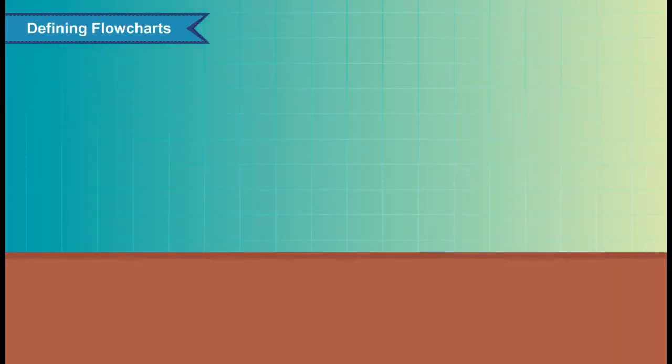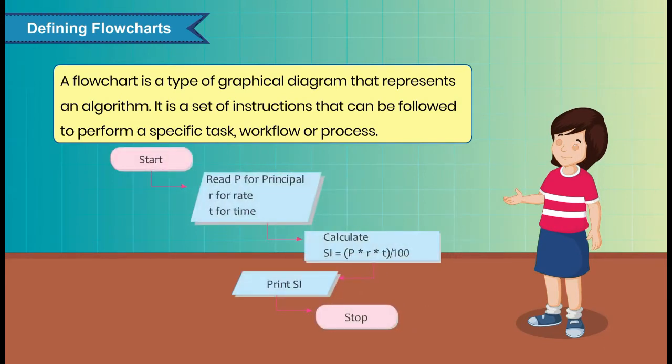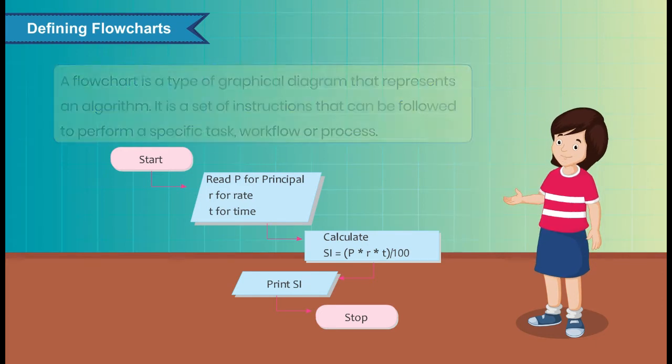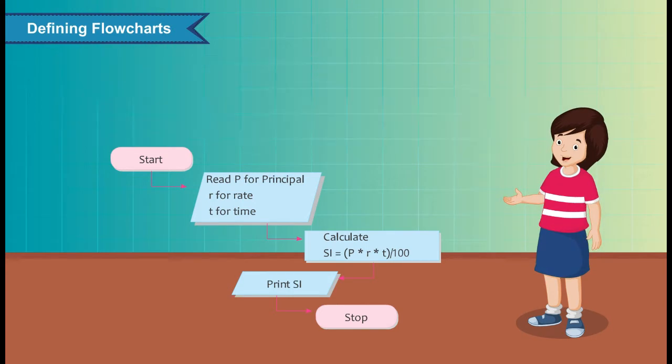So, defining flowcharts. A flowchart is a type of graphical diagram that represents an algorithm. It is a set of instructions that can be followed to perform a specific task, workflow, or process. This diagrammatic representation illustrates a solution model to a given problem. Flowcharts are used in analyzing, designing, documenting, or managing a process or program in various fields.